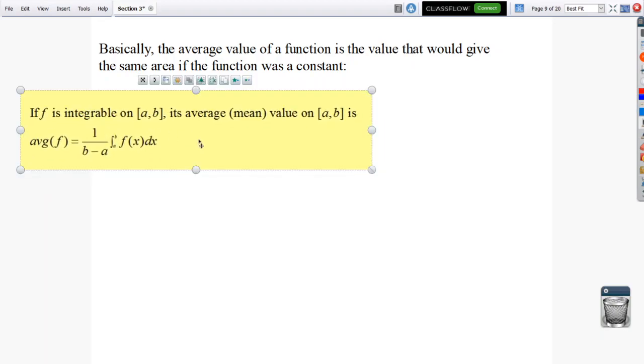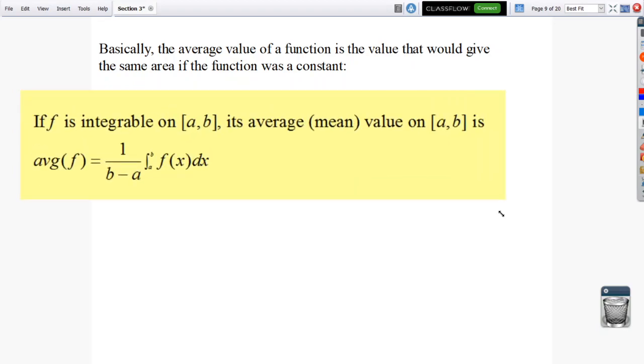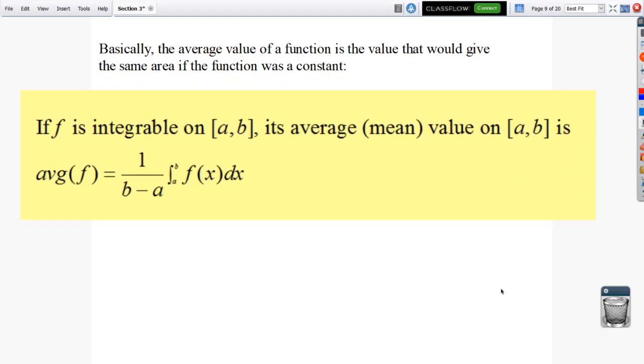So if f is integrable on a to b, its average or mean value on a to b is the average of f, equal to 1 over b minus a times the integral from a to b of f of x dx.